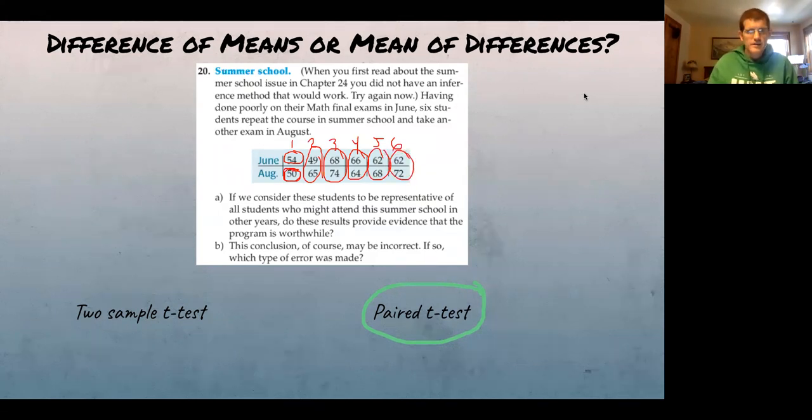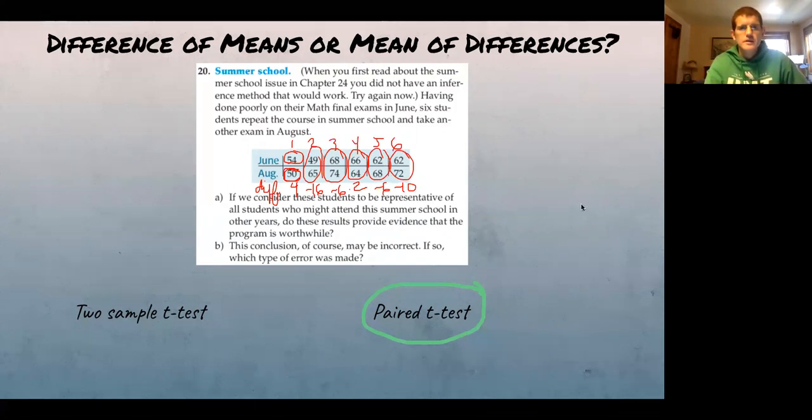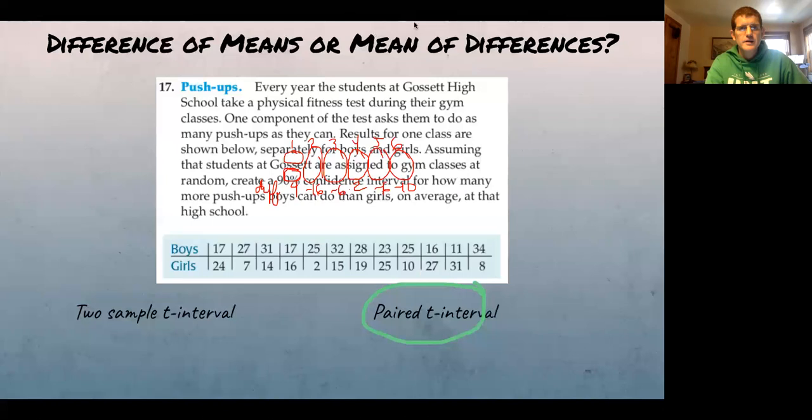It's a paired t-test. At this point, I would want to create my new row of differences. If I did June minus August here, it'd be 4, then negative 16, negative 6, positive 2, negative 6, and negative 10, if I did my math right. Anyways, we would just proceed that way. I'm not going to run through the whole calculation, just get us started. Okay, very good. I think this is the last one.